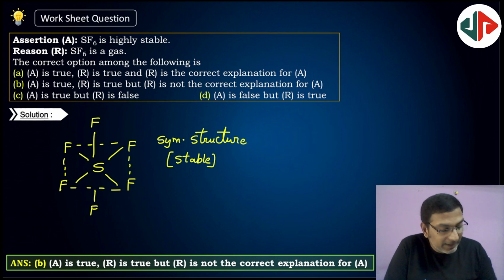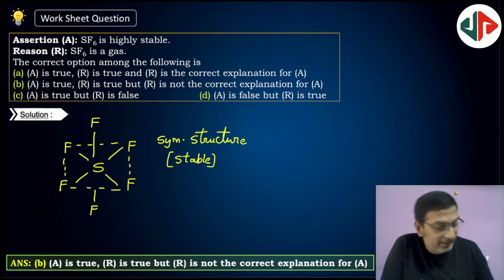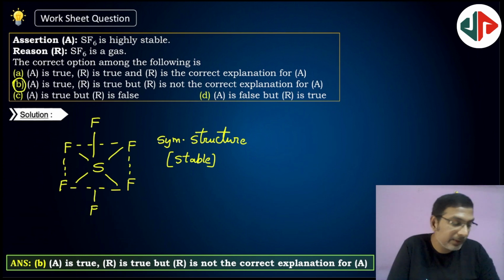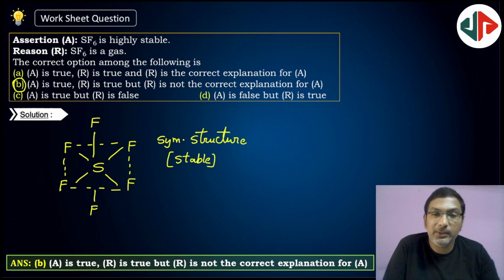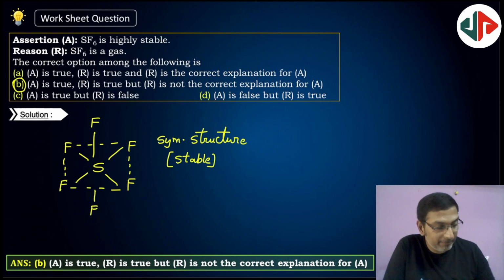So both are correct, but not the correct explanation. Due to weak van der Waals force, it will exist in gas phase. Option B. So SF6 is highly stable due to symmetrical structure, spherically symmetrical, and it is a gas due to weak van der Waals force. Next.